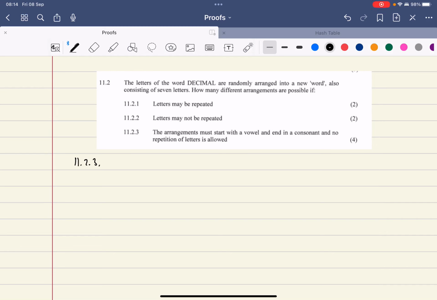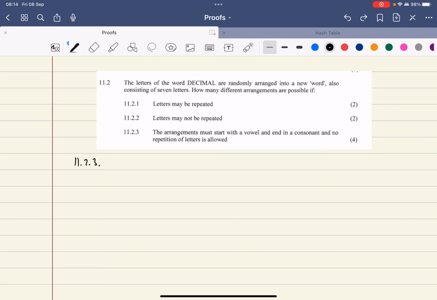Question 11.2.3. So just a recap for 11.2, we're given the word decimal, and we're going to be randomly arranging the letters of decimal into another word that is also 7 letters in length. So in 11.2.3, this is a bit more complicated than the previous two, 11.2.1 and 11.2.2, and that's reflected by the higher mark count.